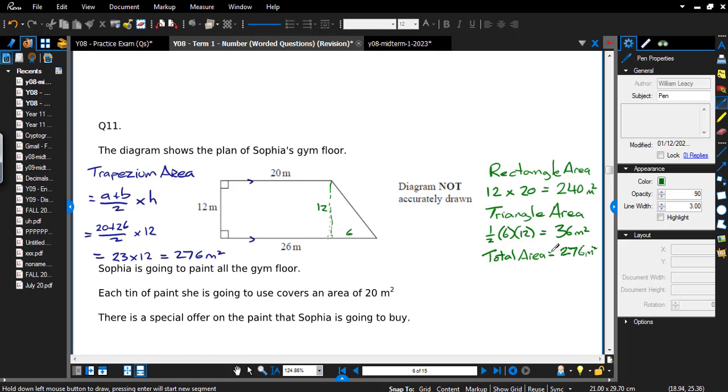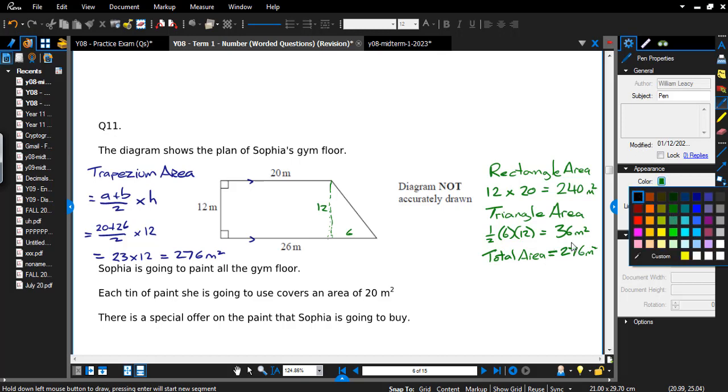Now, no coincidence that they are the same, right? So that's fine. We got the area. Now we know each tin of paint covers 20 meters squared. So how many tins of paint would we need to cover 276? So let's do that.